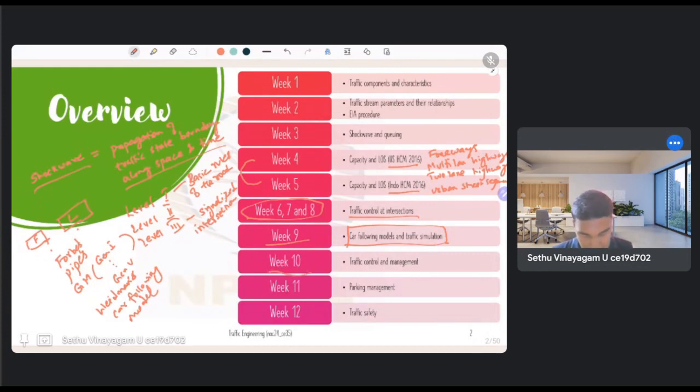And then in week number 10, we are looking at different measures and strategies for traffic control and management, right?